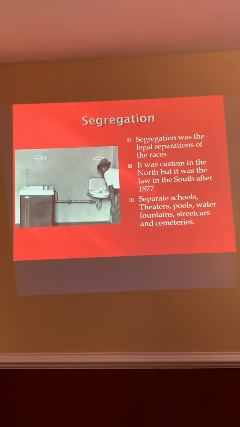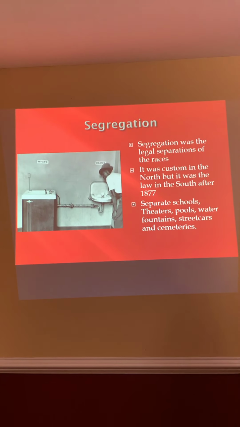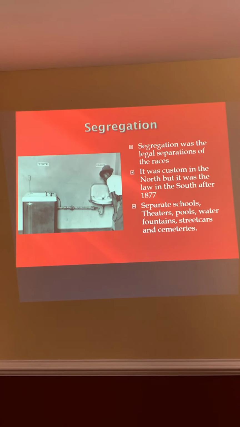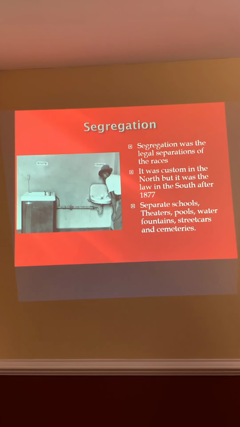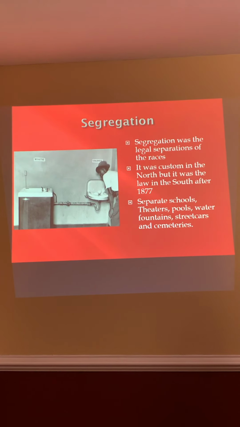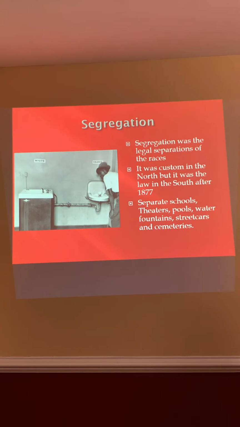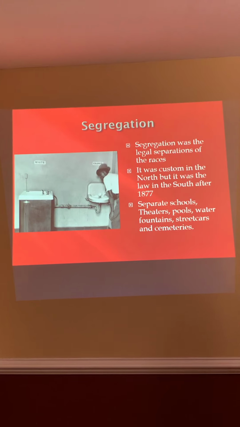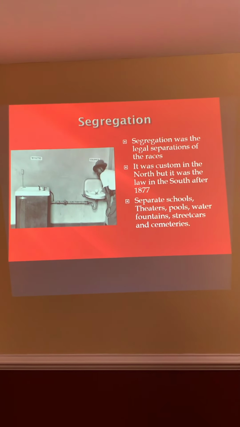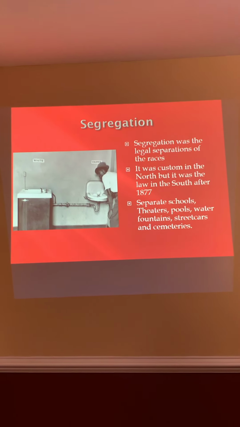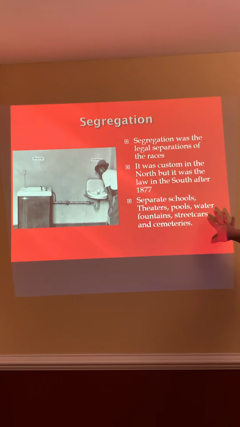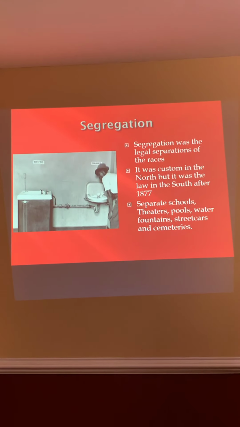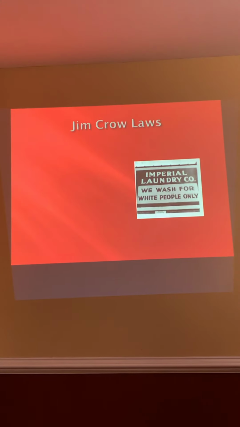You could be arrested for doing all sorts of stuff if you were an African American drinking out of the white water fountain. That could be a problem. You could be arrested for that. Sounds kind of ridiculous, but that's what they did. There were separate schools, there were separate theaters, there were separate pools, there were separate water fountains, there were separate streetcars, there were separate cemeteries. It seems ridiculous. It really does, because I haven't lived through it, and because you haven't lived through it. But this was custom in the South that became law. And it's going to be a long time before this really gets straightened out.